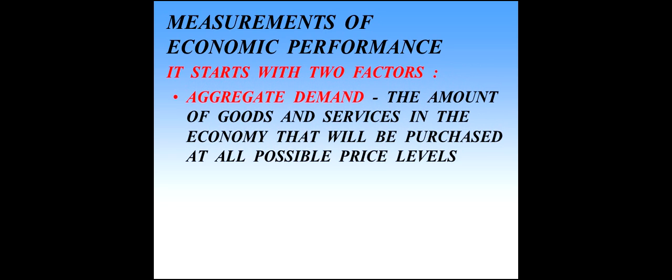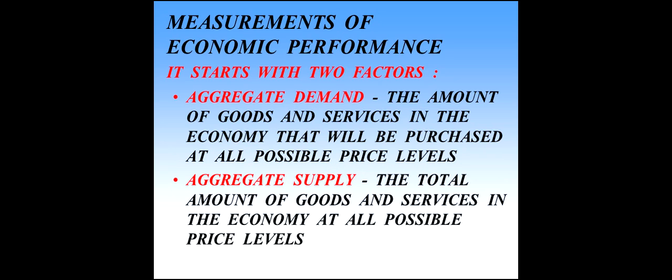The first is the concept of aggregate demand. Aggregate demand is the amount of goods and services in the economy, the entire economy as opposed to a single market, that will be purchased at all possible price levels. The second concept is aggregate supply. And this is the total amount of goods and services in the economy that are produced at all price levels.